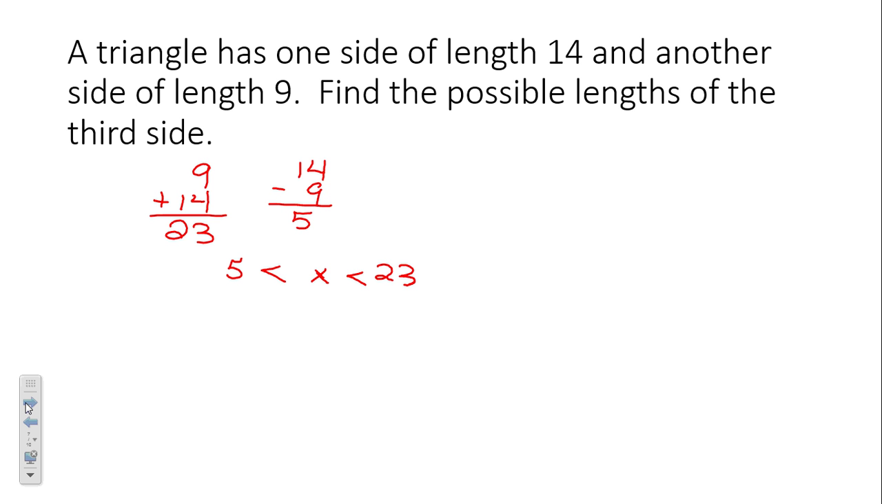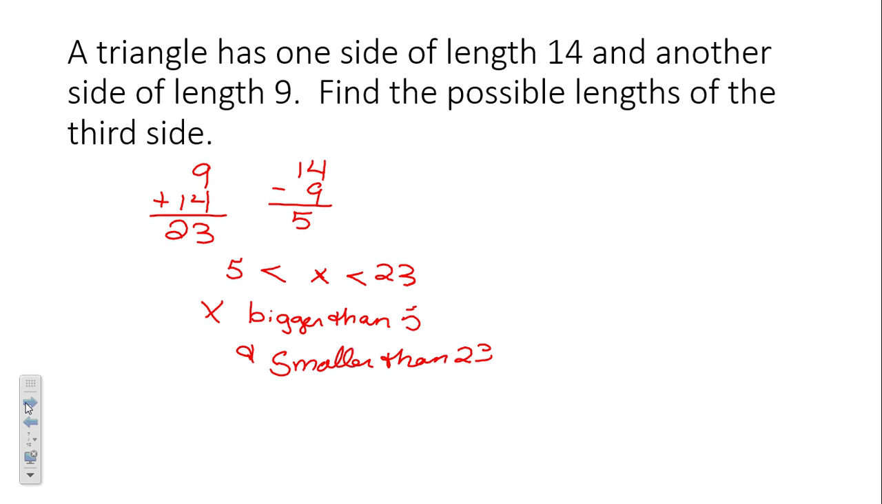Yes. Absolutely. Add them up to find the biggest it could be, but it can't touch that one. Subtract them to find the smallest it could be, but it can't be that one. It has to be bigger. It's up to you. You can say x has to be bigger than 5 and smaller than 23, and that would be okay, right?